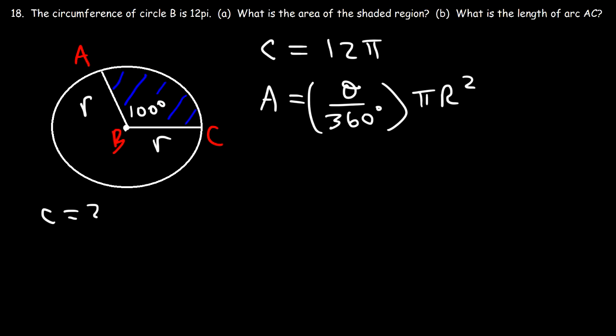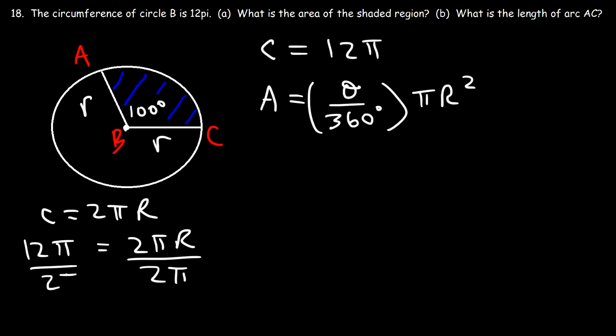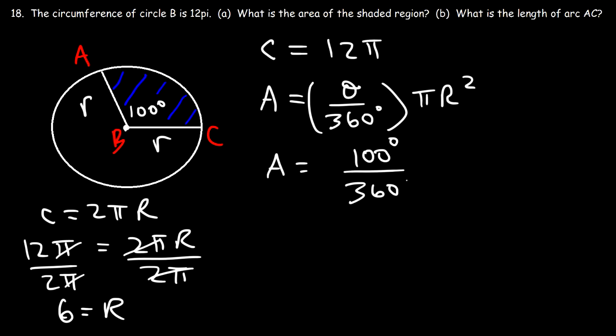The circumference is equal to 2 pi r, and the circumference is 12 pi. So r is 12 pi divided by 2 pi. So we could cancel the pi. 12 divided by 2 is 6. So the radius is 6 units long. Now the angle of the shaded region is 100 degrees. Let's divide that by 360 and then multiply that by the area of the circle, pi r squared.